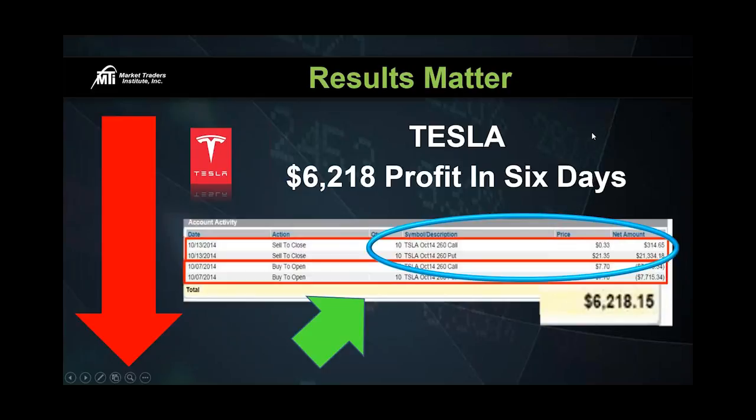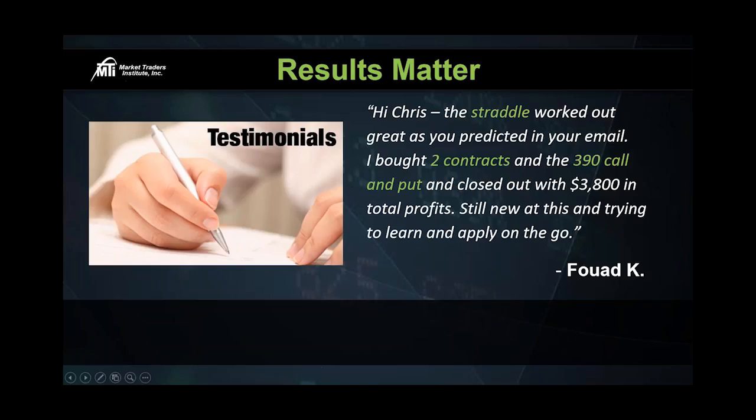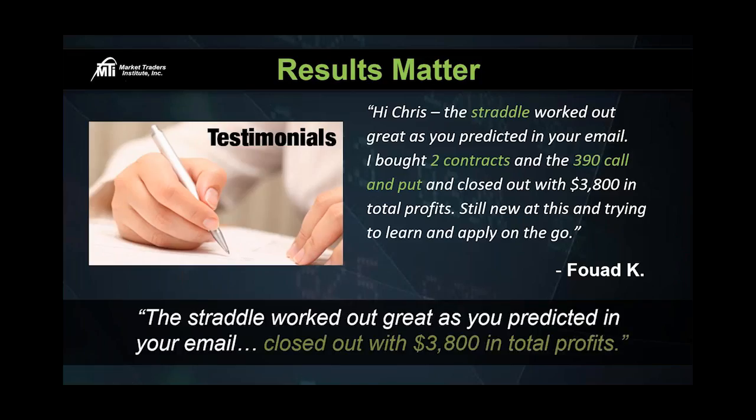Now, how are our students doing? I told you about results here. Fuad says, still new at doing this and trying to learn and apply on the go. He says the straddle worked out great as you predicted in your email. He closed out with $3,800 in total profits here.